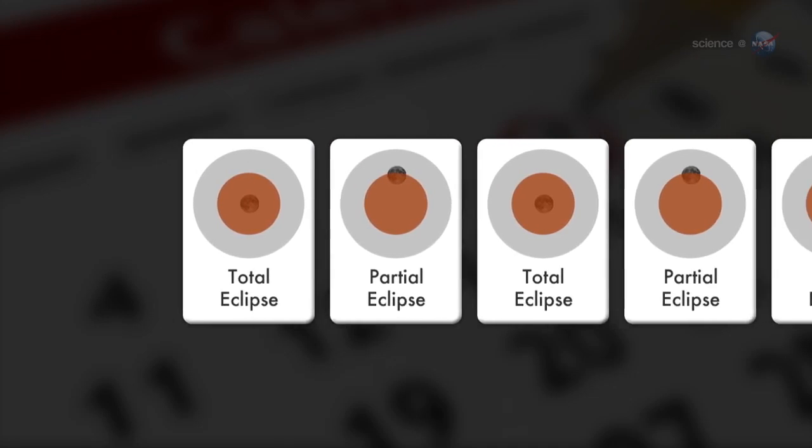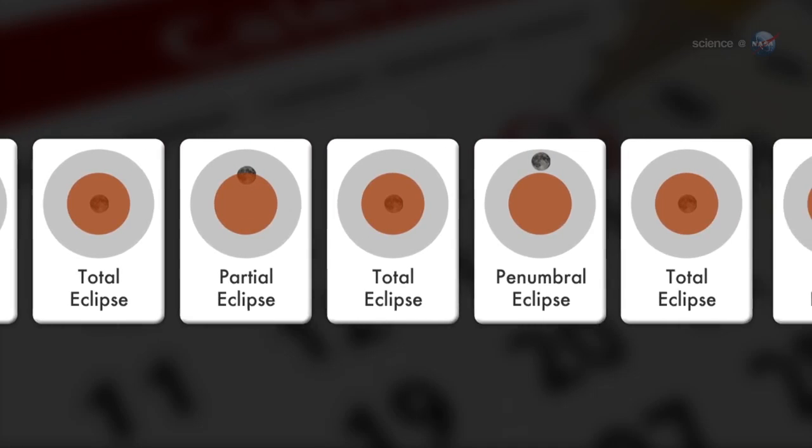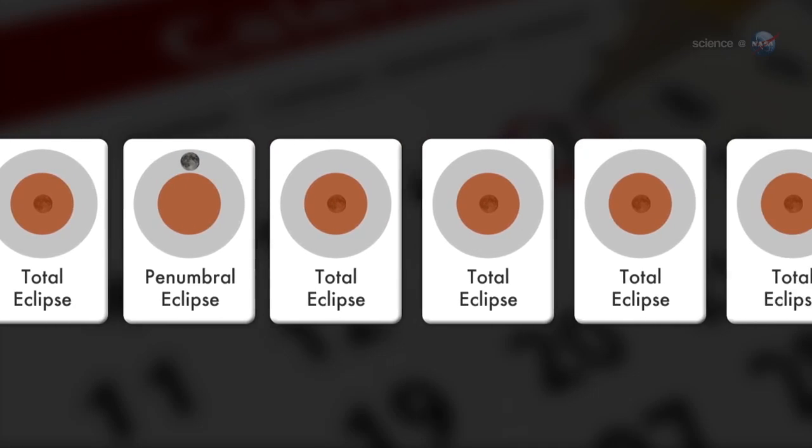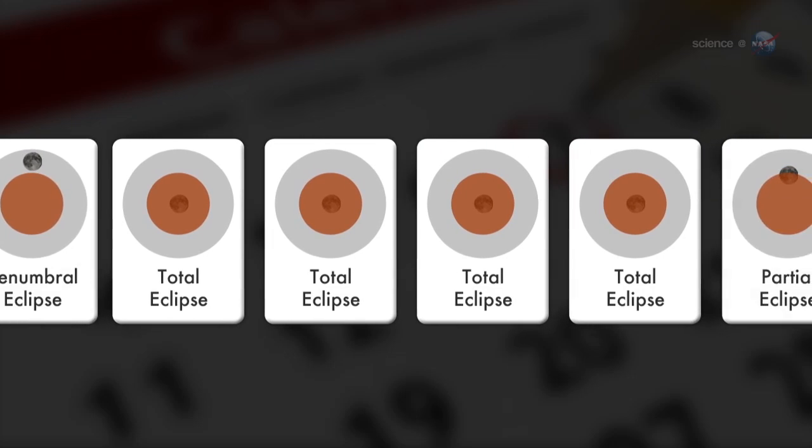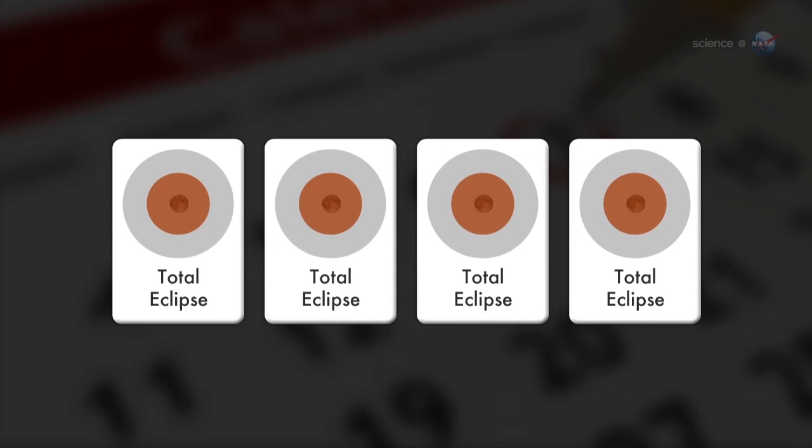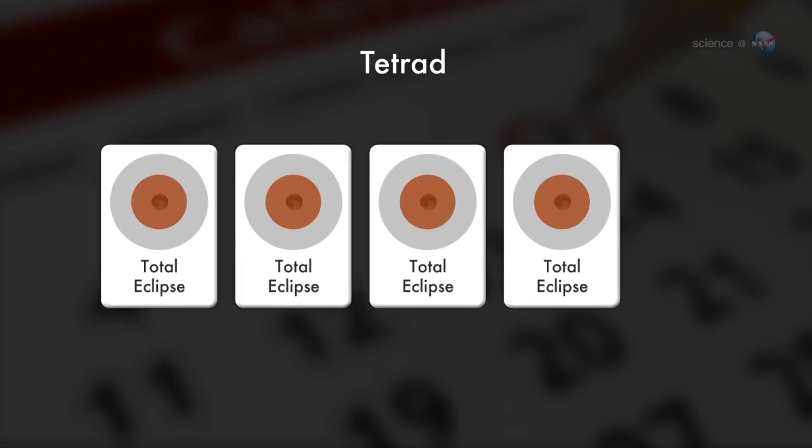Usually, lunar eclipses come in no particular order. A partial can be followed by a total, followed by a penumbral, and so on. Anything goes. Occasionally, though, the sequence is more orderly. When 4 consecutive lunar eclipses are all total, the series is called a tetrad.